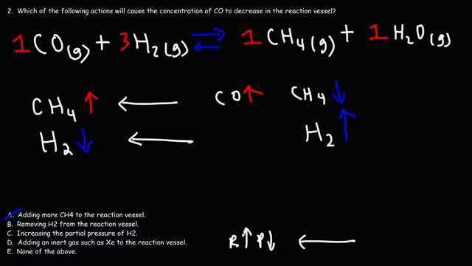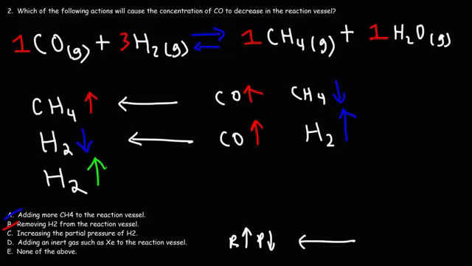The only way it's going to increase the reactant is by shifting to the left, which is what's going to happen. And as it shifts to the left, the concentration of CO is going to go up again. So B is not the answer we're looking for. It's not going to decrease the concentration of carbon monoxide. Now, what about answer choice C? What's going to happen if we increase the partial pressure of hydrogen gas?